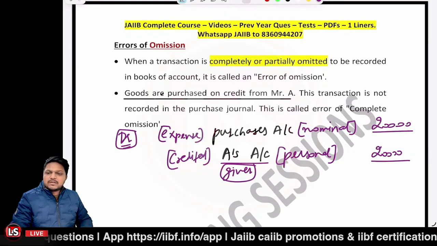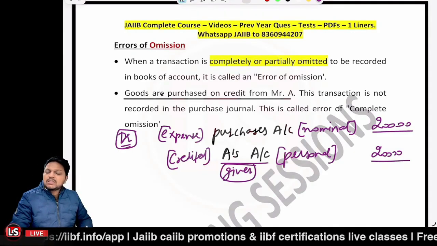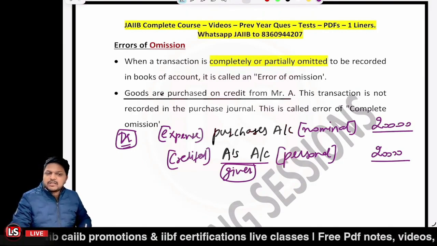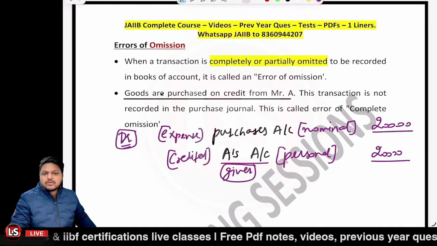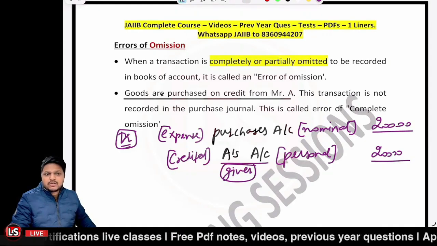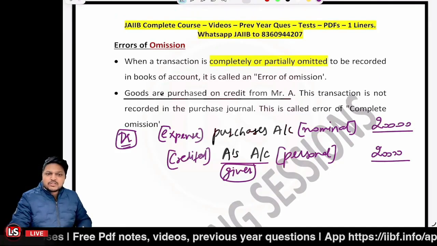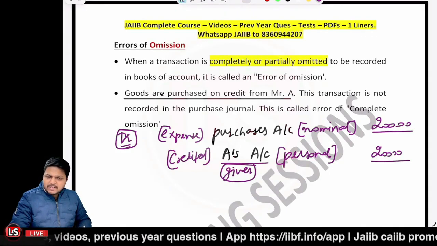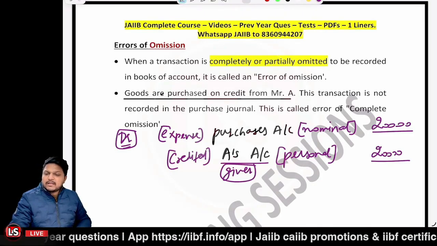It won't cause any issues to the trial balance because we have not recorded the debit side, and we have not recorded the credit side. Is that clear? If we record the above transaction, then the purchases account is to be debited and A's account is to be credited. If the total entry is not recorded, then no issues.